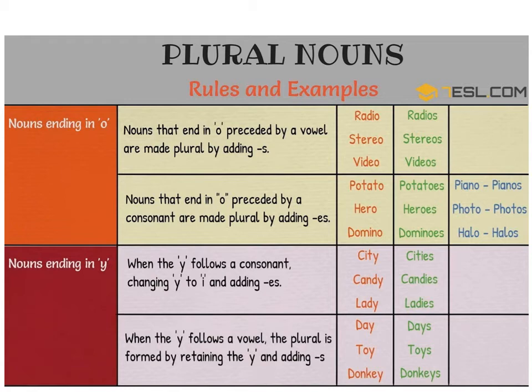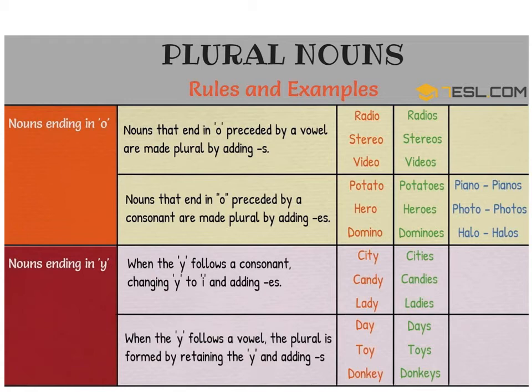Now, let's go to the nouns ending in Y. When the Y follows a consonant, we change Y to I and add ES. Again, we need to change Y to I and then add ES. Example, city, we have cities. We remove the Y and change it to IES. Candy, candies, we remove the Y and change it to IES. Lady, we remove the Y and then we change it to IES, ladies.